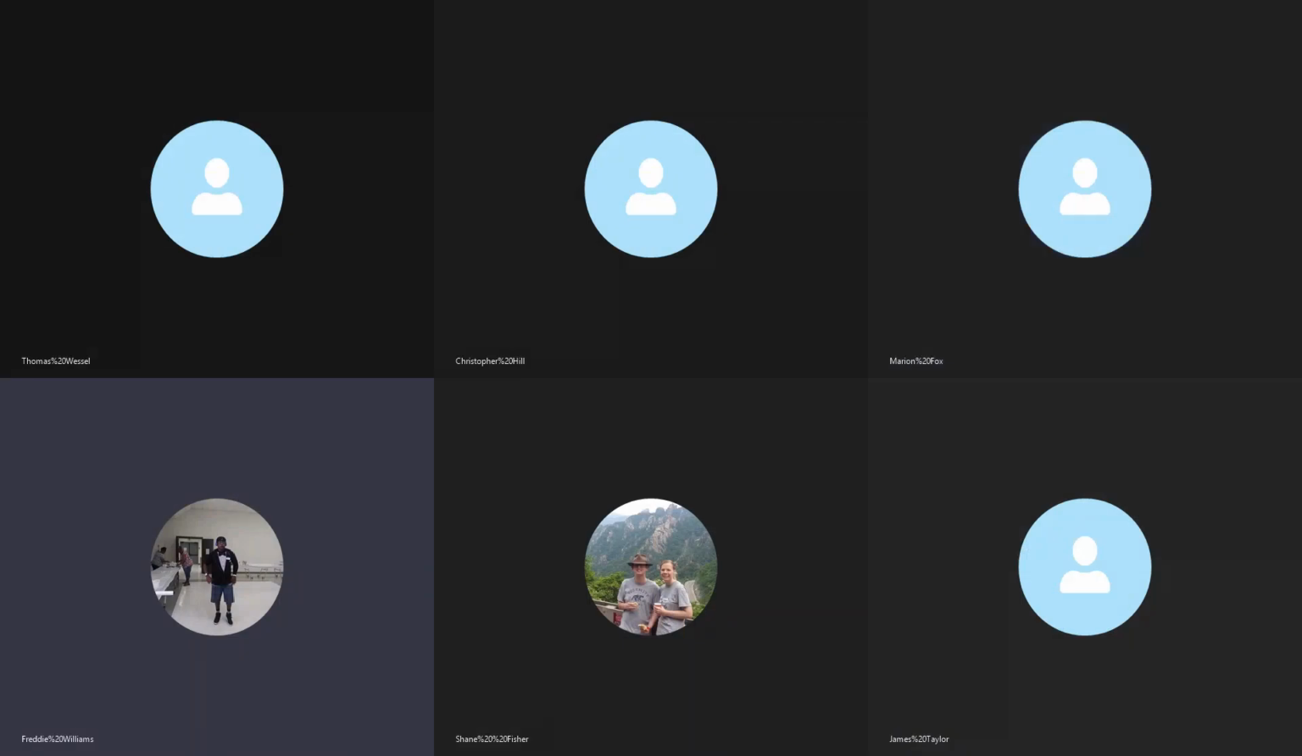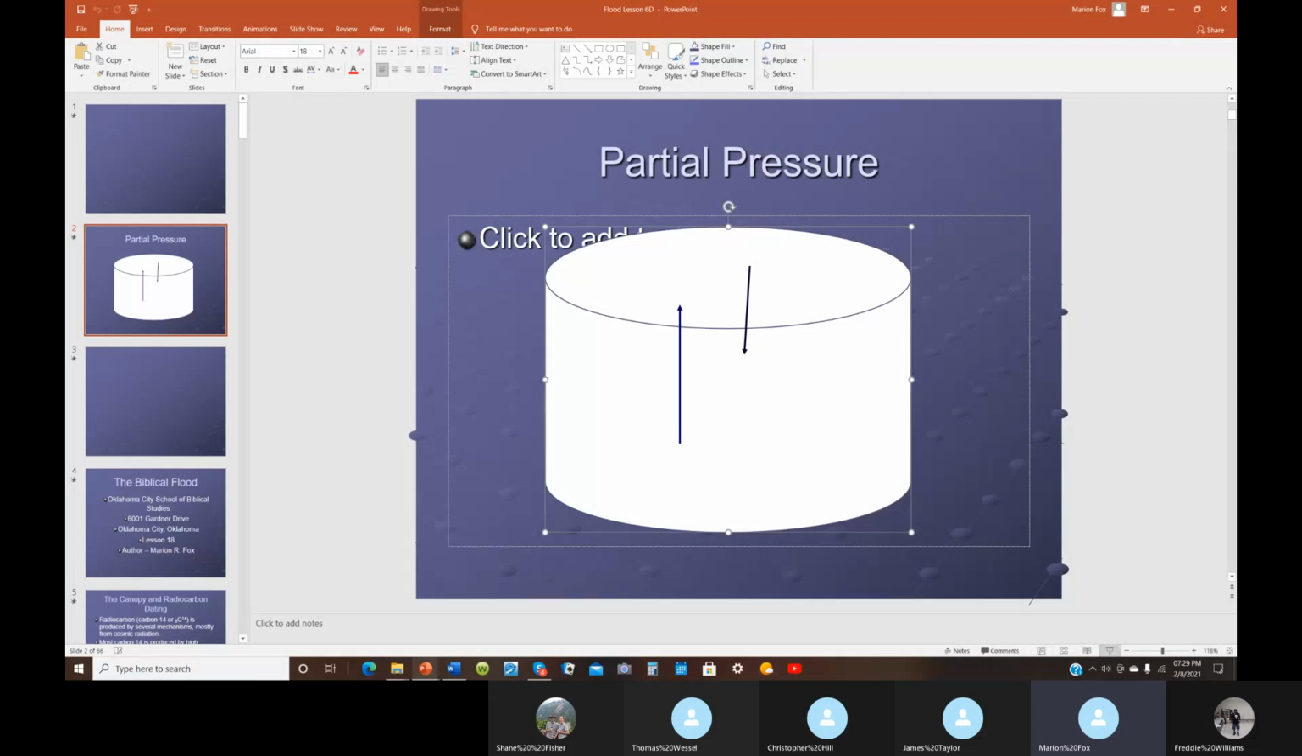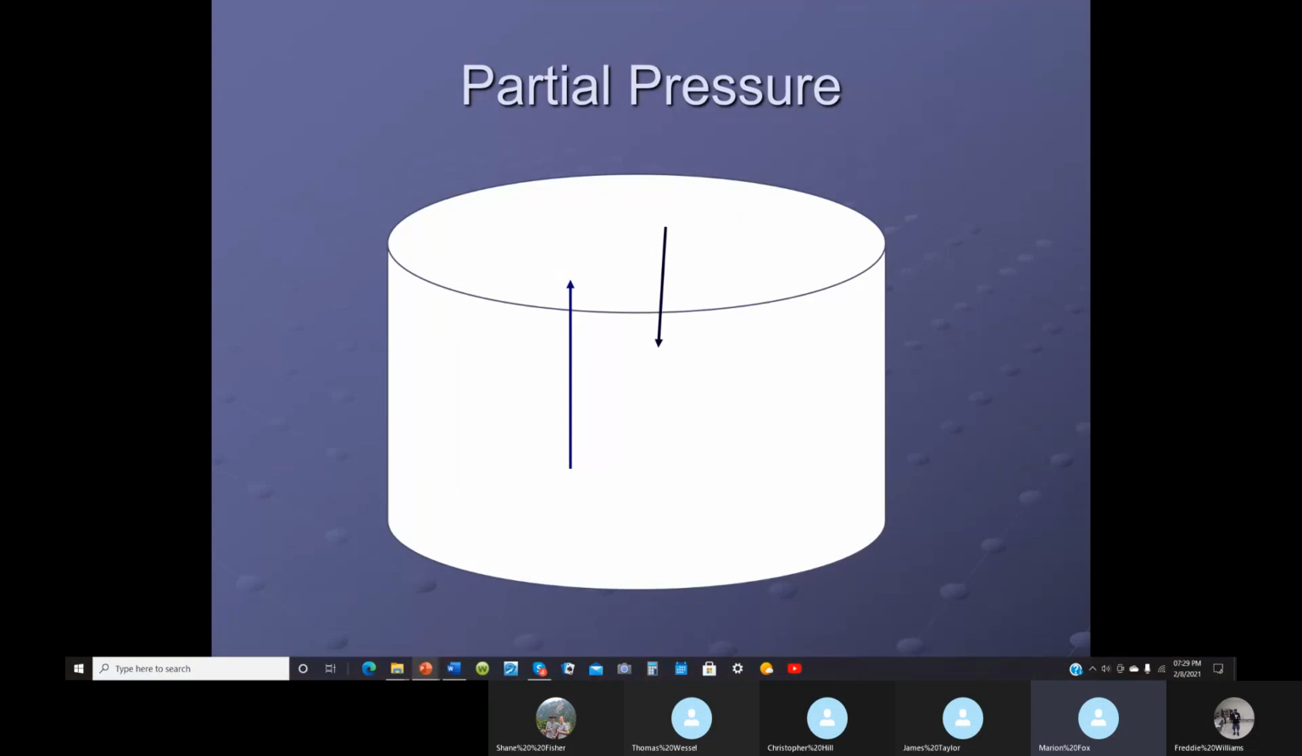I can see the cylinder. There we have it. Now I'm going to try to explain partial pressure just for a little bit.